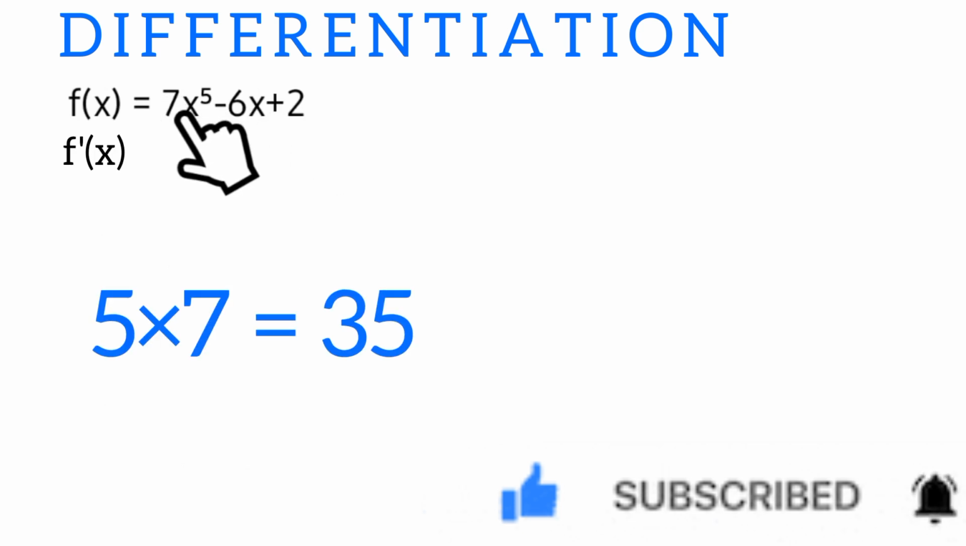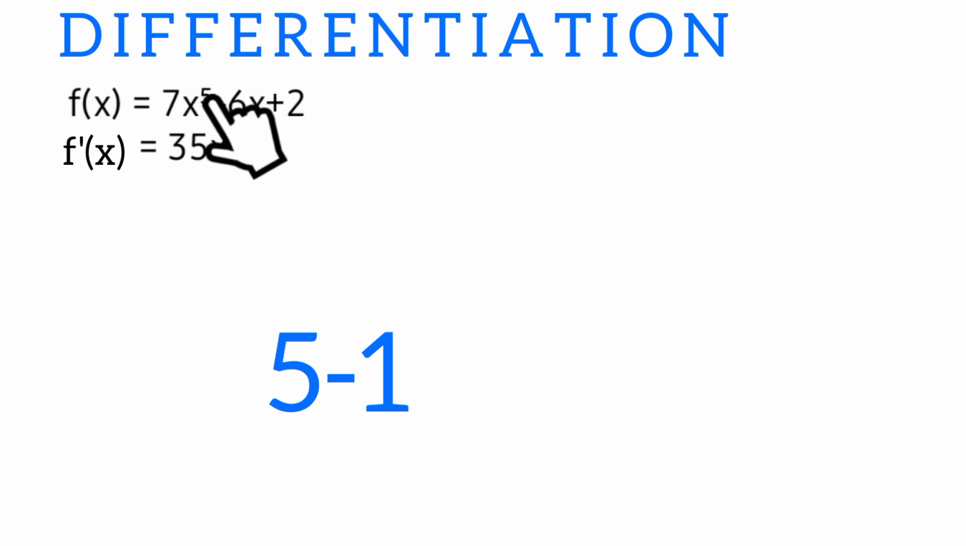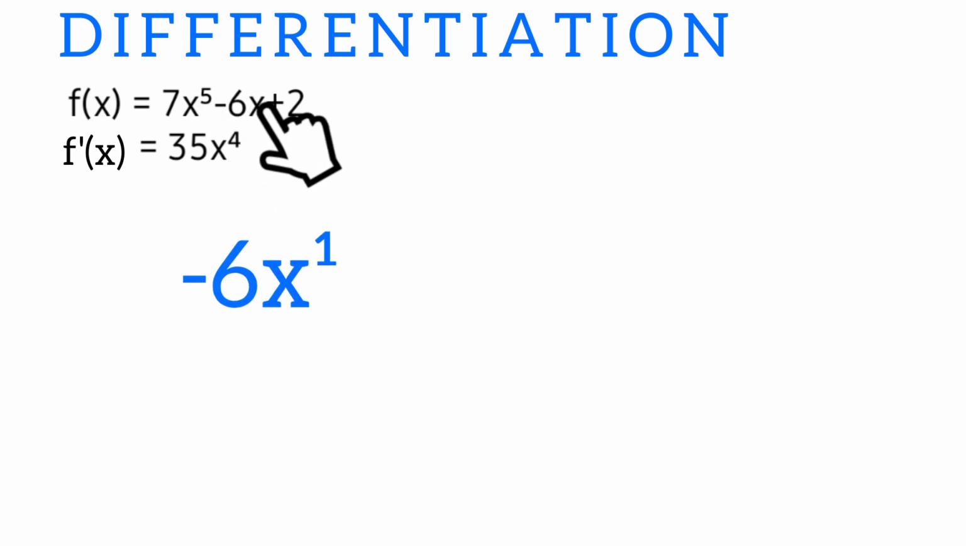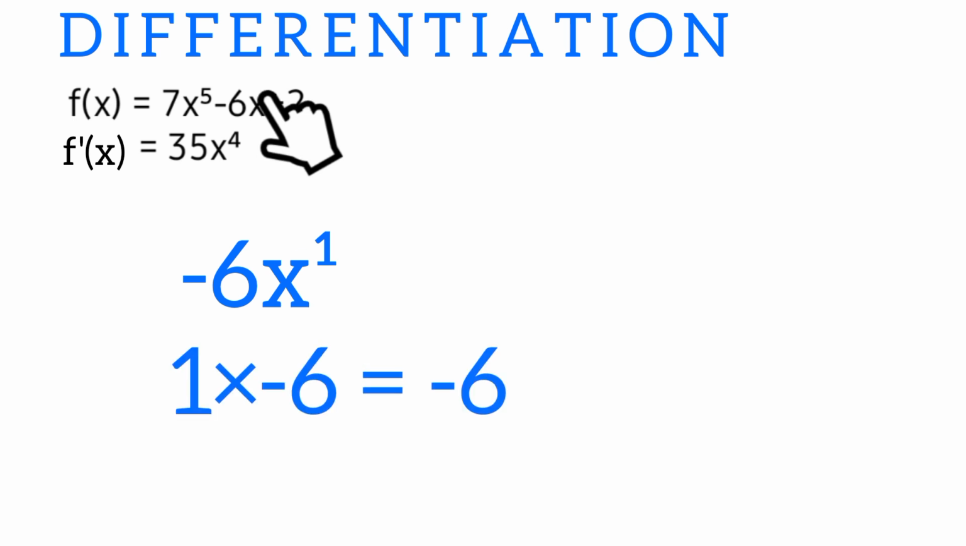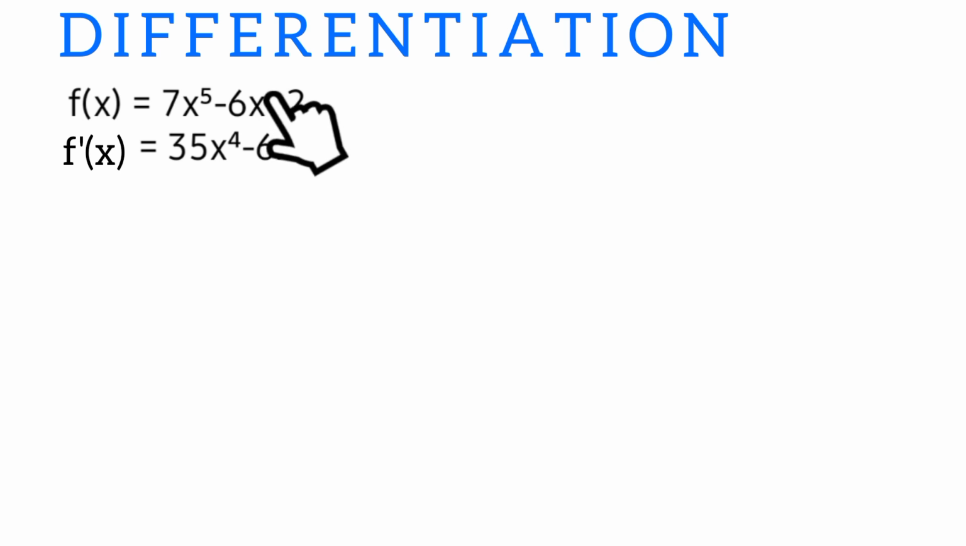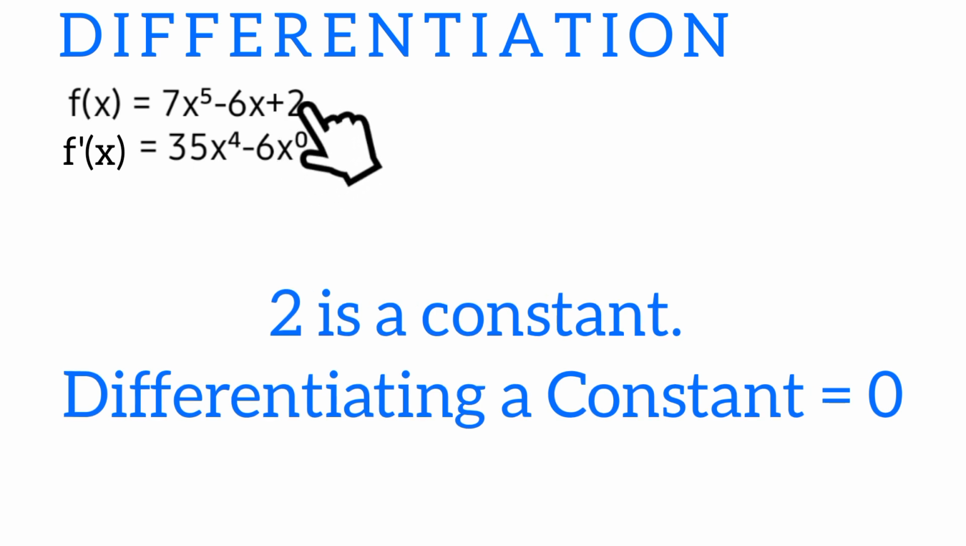5 times 7x gives 35x. Then we subtract 1 from the power. The power here is 5, and so 5 minus 1 is 4. Now let's differentiate minus 6x. The power of x here is 1. So 1 times minus 6x gives minus 6x. We did say the power here is 1, and so 1 minus 1 gives the power of 0. Differentiating a constant gives 0.